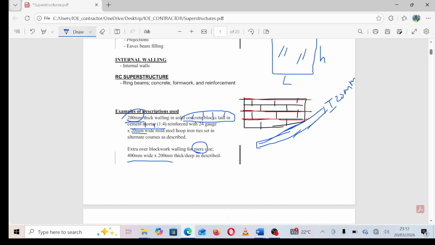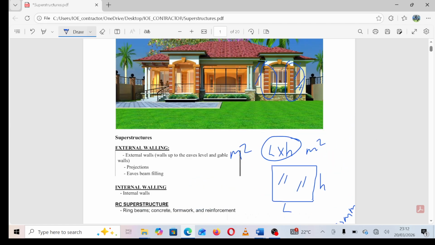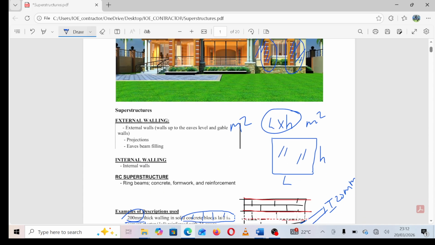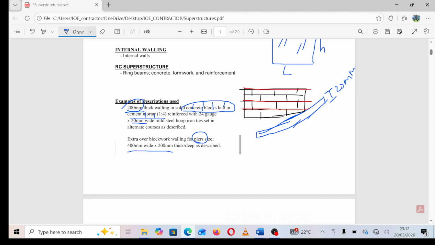So it's protruding 400 wider from the normal. We shall see how they look, but according to this picture, you can see from here they slightly protrude from the normal. It's also taken in square meters, where the thickness is already stated, so we shall have the girth times the height.